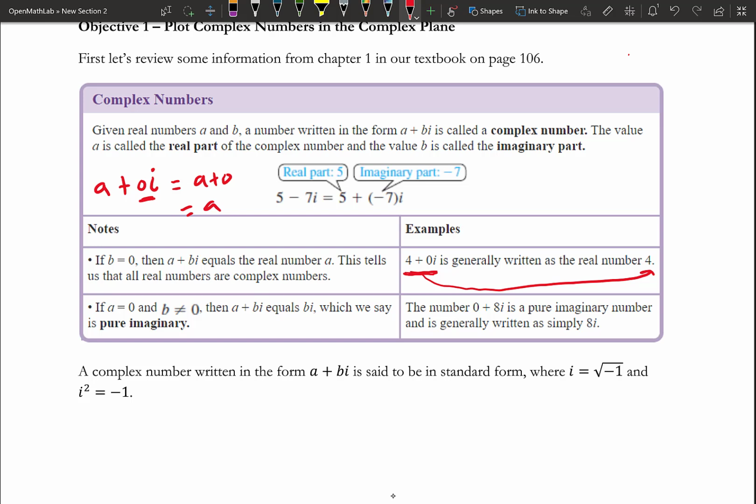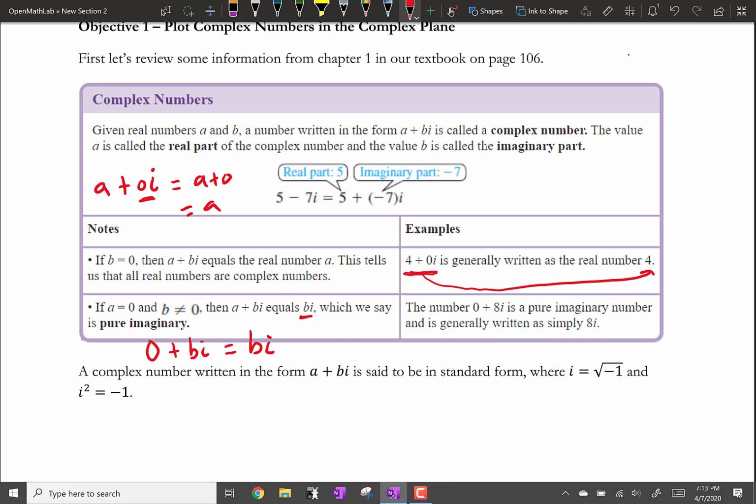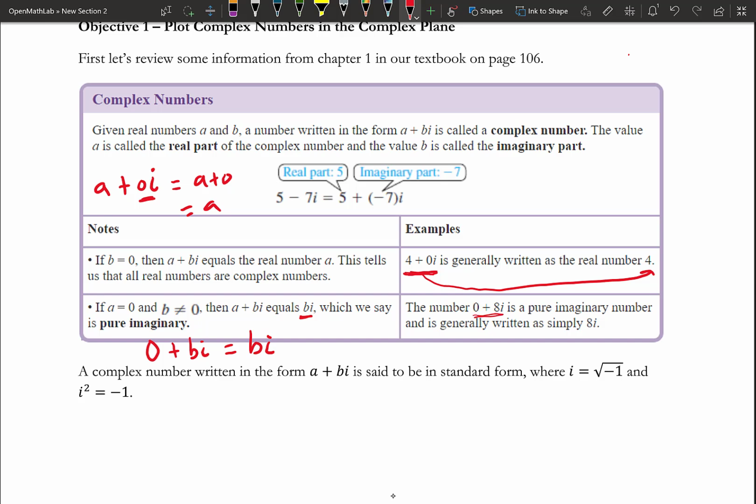And then if a equals 0 and b does not equal 0, then a plus bi equals bi, which we say is pure imaginary, right? Same idea: if I have 0 plus bi, that's just equal to bi, and we call that purely imaginary. There's no real part to that. So here, the number 0 plus 8i is a pure imaginary number and is generally just written as 8i.